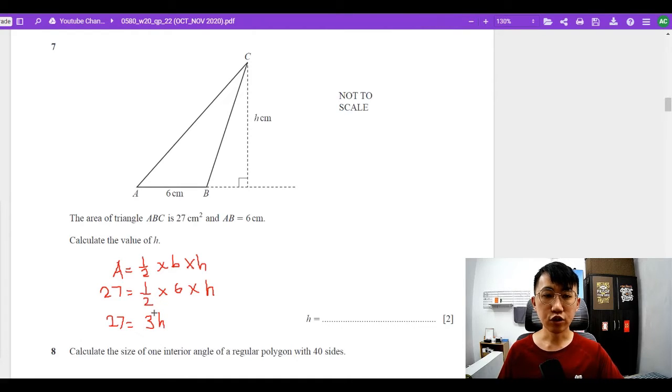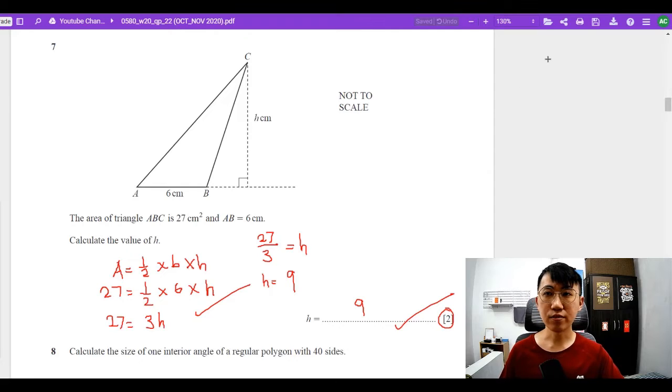Okay. So in order to find the value of h, right, 3 moves towards the other side, becoming a divide. So 27 divided by 3 is h. H is going to be 9. Okay, so that's the value for you, 9. There you go. Make sure you have your workings and the final answer logged in.